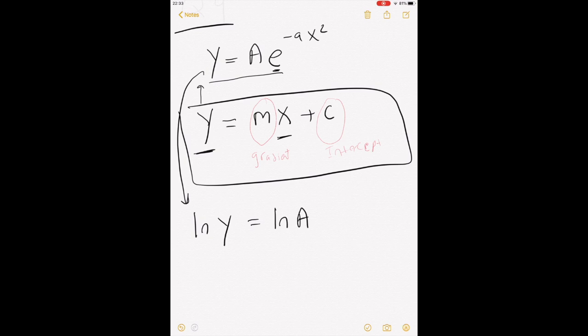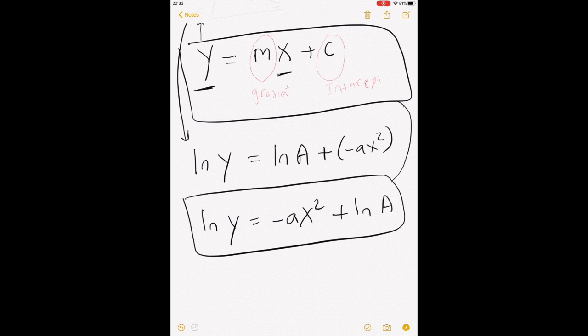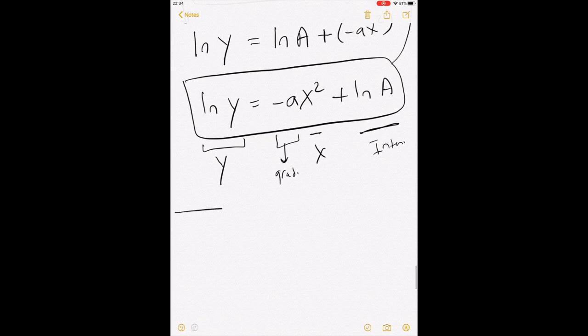When you have multiplication, in this case, we will have a positive, we will have addition. That means minus ax squared. And let's arrange the equation: ln y equals minus ax squared plus ln a. That will fit perfectly with the straight line equation. That means this is my y-axis, this is my x, this is my gradient, and this is my intercept. So that will be the answer for this question.